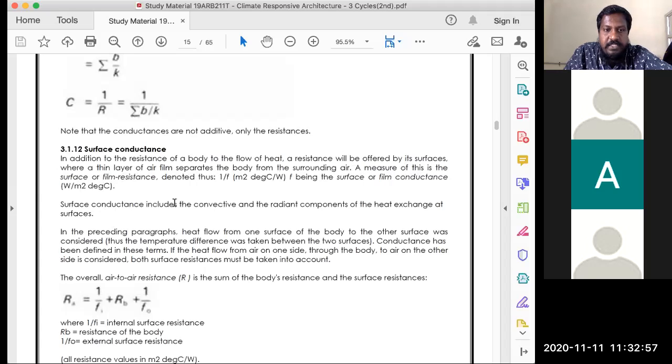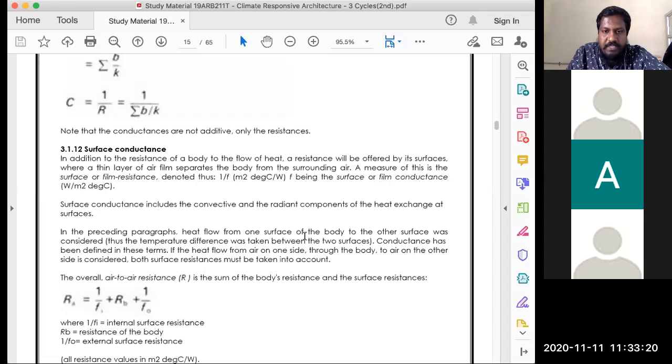Surface conductance includes the convective and the radiant components of the heat exchange at the surface. So the surface conductance is nothing but, even though the material by itself has got a quality to conduct, the surface, again with a thin layer of air on it, has another property where it still absorbs and takes up heat.